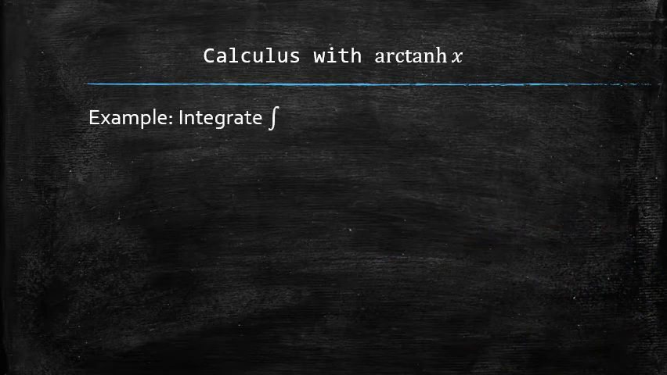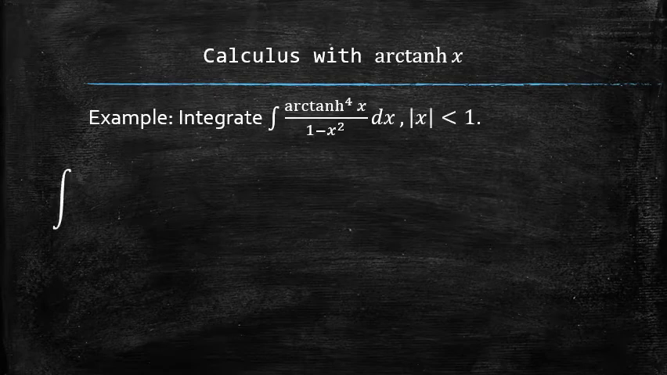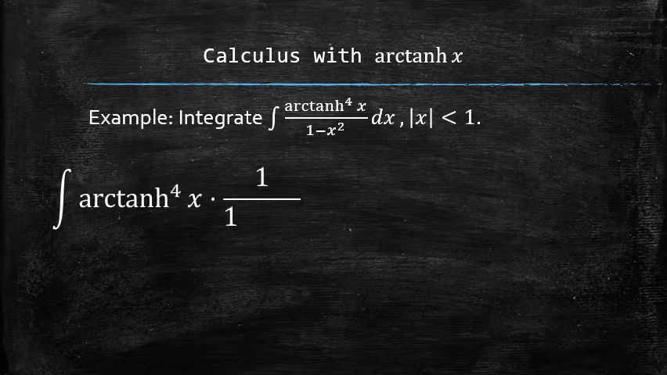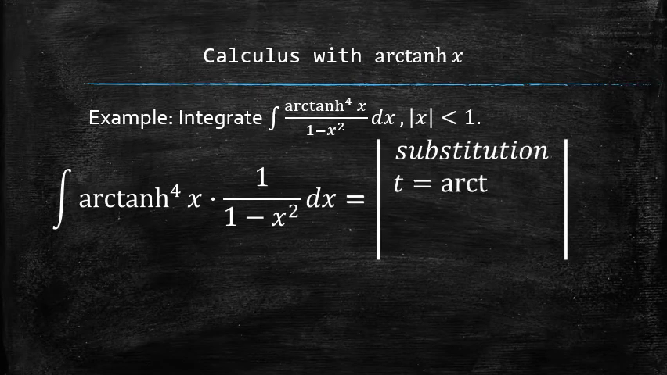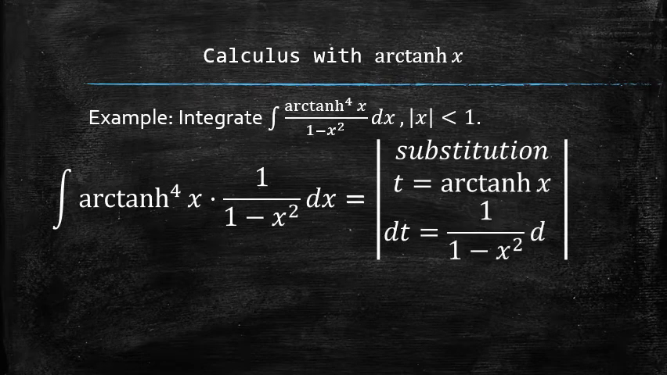Let's do an example of an integral. We first recognize the pattern and rearrange the integrand. Then we set up the substitution by setting a new variable, let's say t, equal to the hyperbolic arctangent, and finding the differential of t.